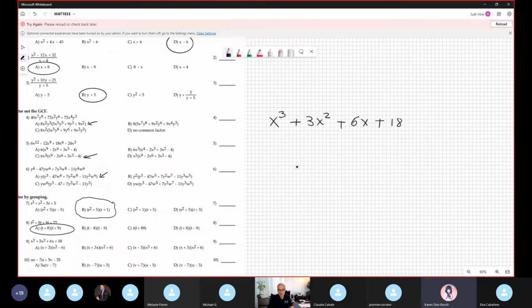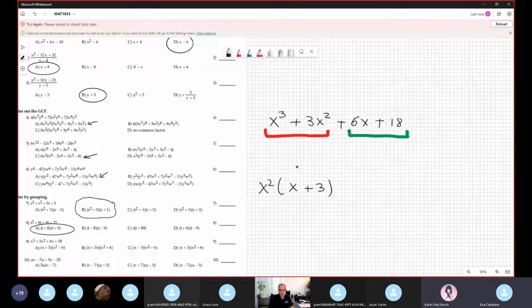GCF, does not exist. Bueno, 1. Does not exist is not true. 1 is the GCF, but 1 is useless. Not important. And again by grouping. Red one, green one. What is the GCF in the red part? X squared. X squared, new X plus 3. Okay? What is the GCF in the green part? 6. 6. Out 6. X plus 3.